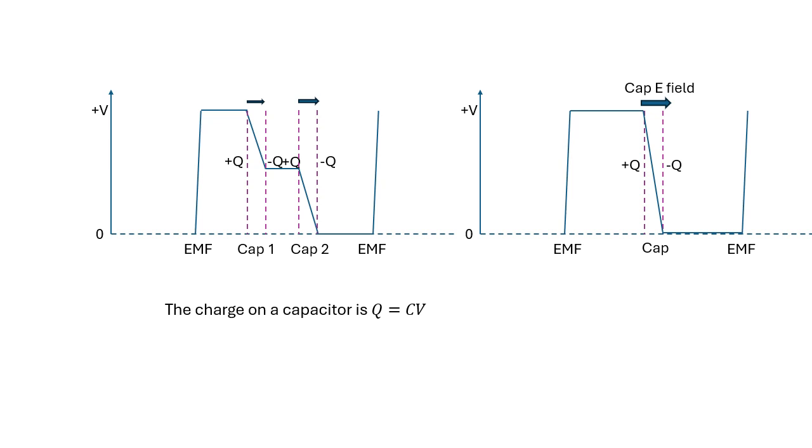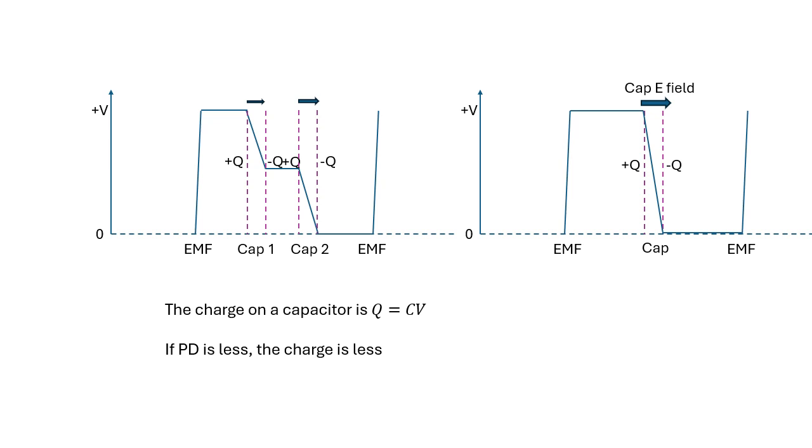Now let's compare the charge on the capacitors in these situations. In general, the charge on a capacitor is equal to the capacitance times the potential difference across it, CV. If the potential difference across a capacitor is less, then the charge on it is less. On the right-hand side, we have the single capacitor situation. That has a large potential difference across it.